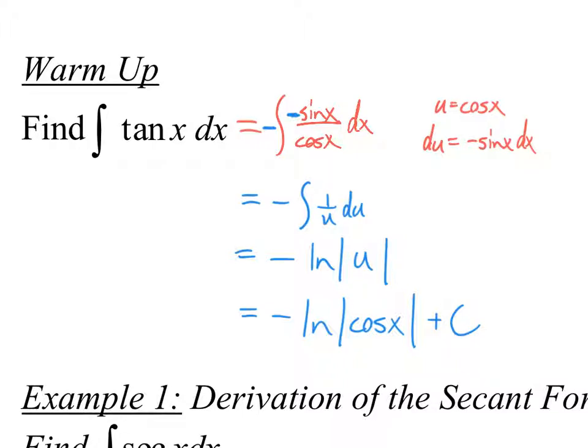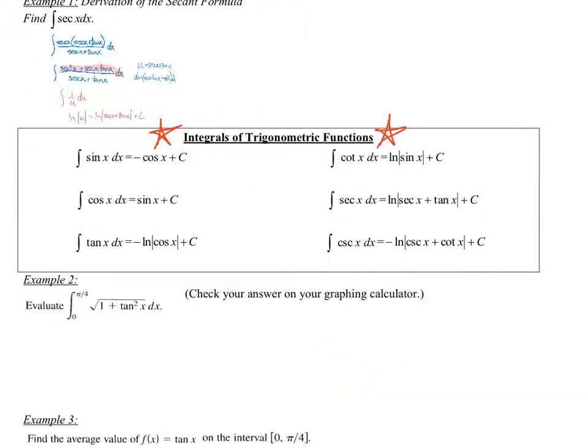All right, good. So we get a little bit creative and figure that one out. That's good. So here we have all 6 rules. We derived 2 of these other 4 that we hadn't seen before. But notice how cotangent and cosecant are very similar. Cotangent is similar to tangent, but it's positive ln of absolute value of sine of x. And cosecant is similar to secant, but it's negative ln of absolute value of cosecant plus cotangent plus c.